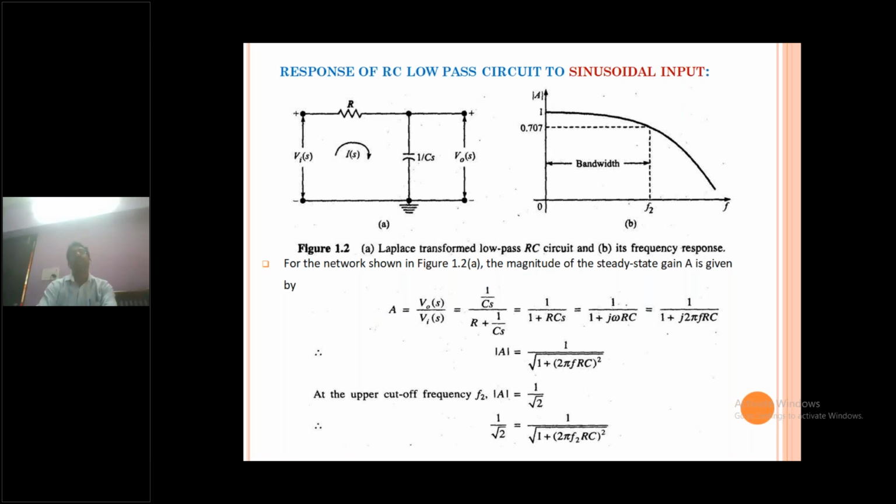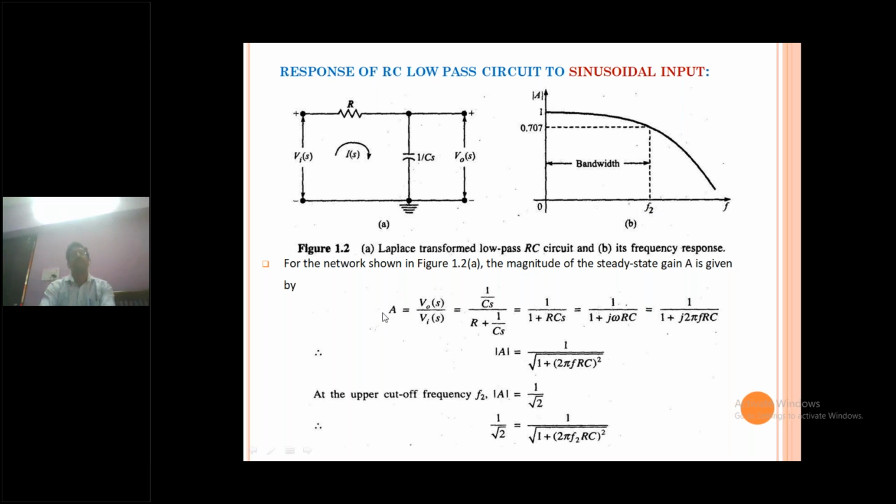Why are we not drawing the input and output waveforms? Because when a sinusoidal signal is applied to the low pass RC circuit, the output waveform also will be sinusoidal. Only the amplitude and phase shift change. So the input and output shapes are the same. That's why it's not shown. But here we consider the voltage gain versus frequency graph. Here we find the magnitude and the upper cutoff frequency of the low pass filter. How do we find out f2? First you have to find out the voltage gain.